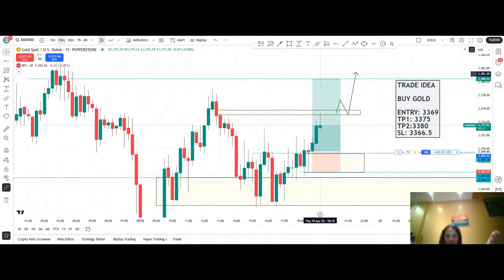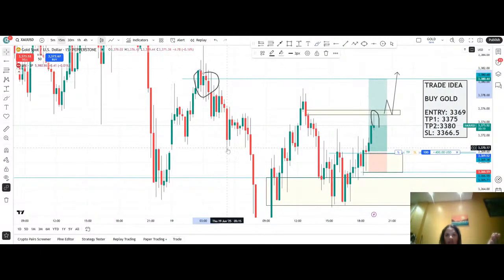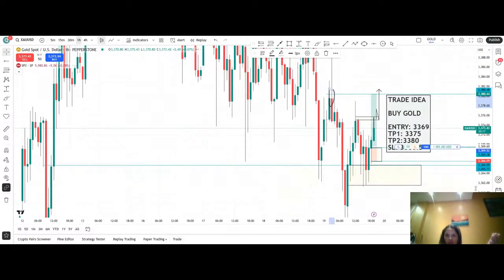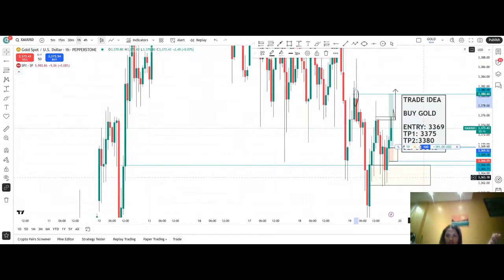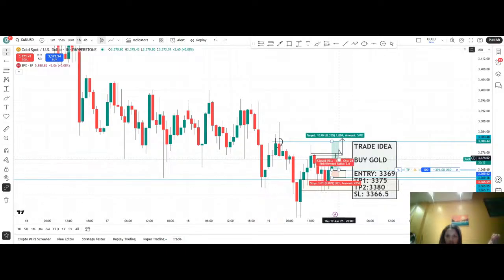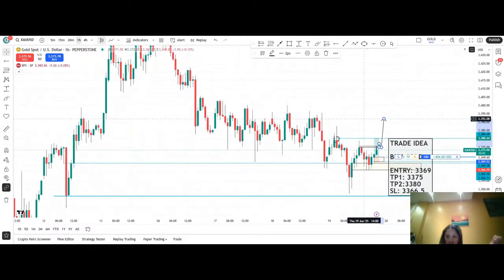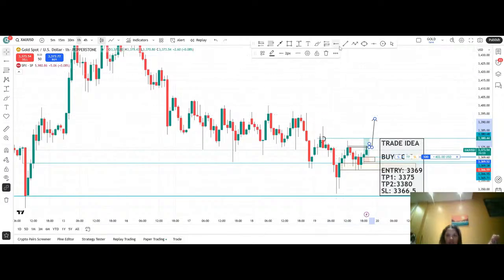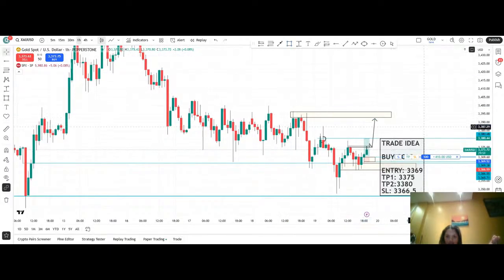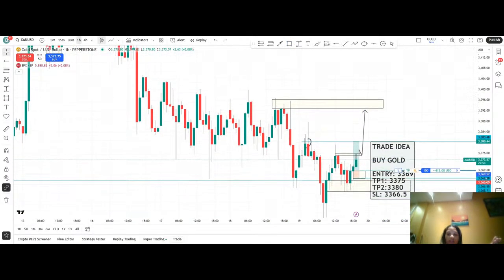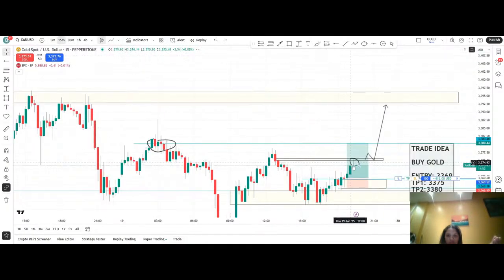At 3375, if we get a strong bullish candle here, we are aiming for this next high right here. On the 1 hour, look at this, guys. If it breaks this 1 hour high here, it could even go all the way, but obviously not tonight. We know the market will close in a few hours. But even this high here could be a great target if you want to swing this.